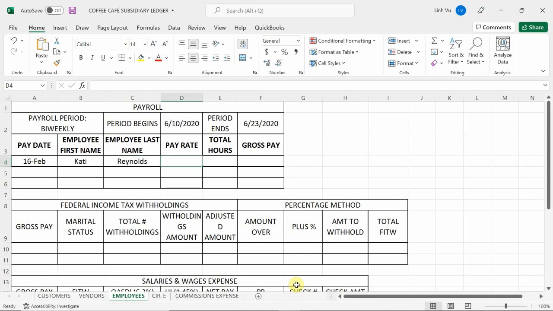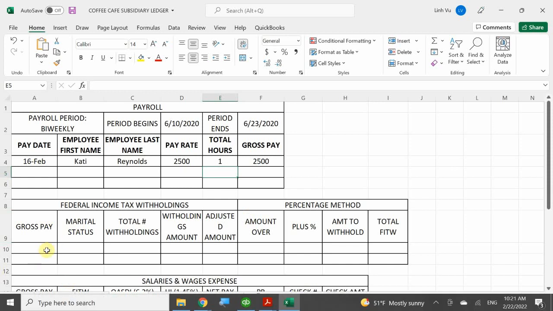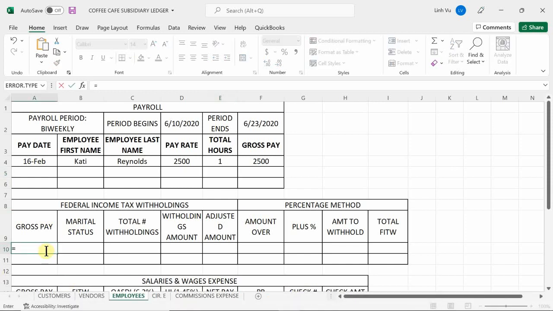Okay, what was her pay rate? In this case, she gets salary, so it's $2,500 per paycheck. Okay, how many hours? Doesn't matter. So in this case, her gross is going to be $2,500. So in this case, what I'm going to do is carry that information down here.